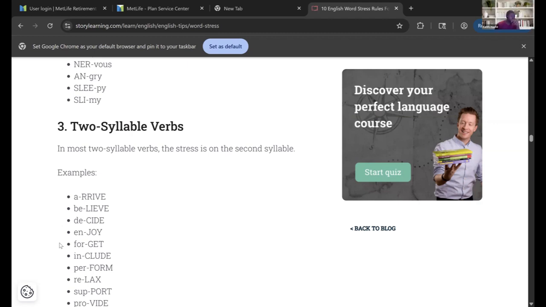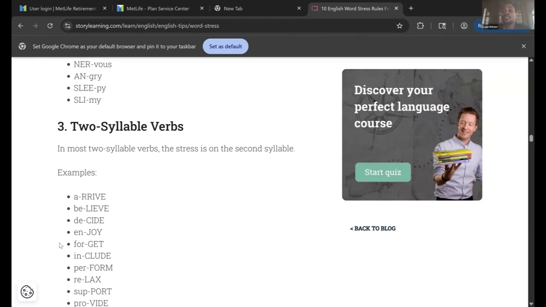Now you have the patterns. For nouns and adjectives, the first syllable is mostly stressed in English. Okay, that's all. The third group will be the two-syllable verbs. In most two-syllable verbs, the stress is on the second syllable.